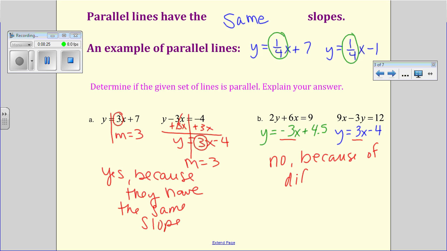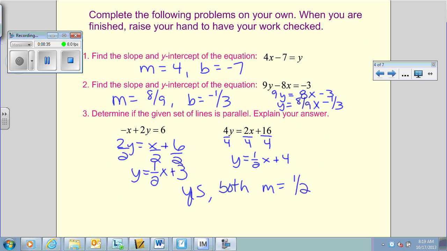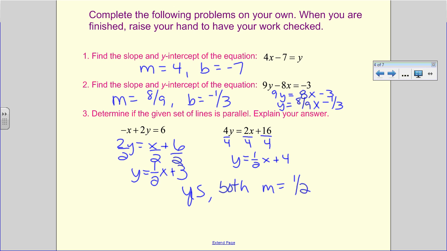All right, ladies and gentlemen, I believe the next 3 problems are on your own. So at your table, let's finish those. Guys, let's take a look at what we've got up here. Number 1, slope and y-intercept were already there. It doesn't matter which side they're on, the left or the right. As long as y is by itself, I can pick out m and b. So we should have m equals 4 and b equals -7.